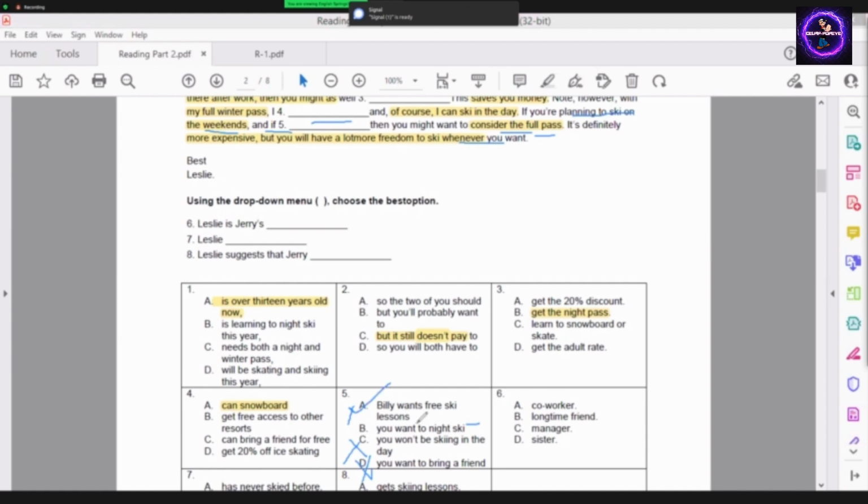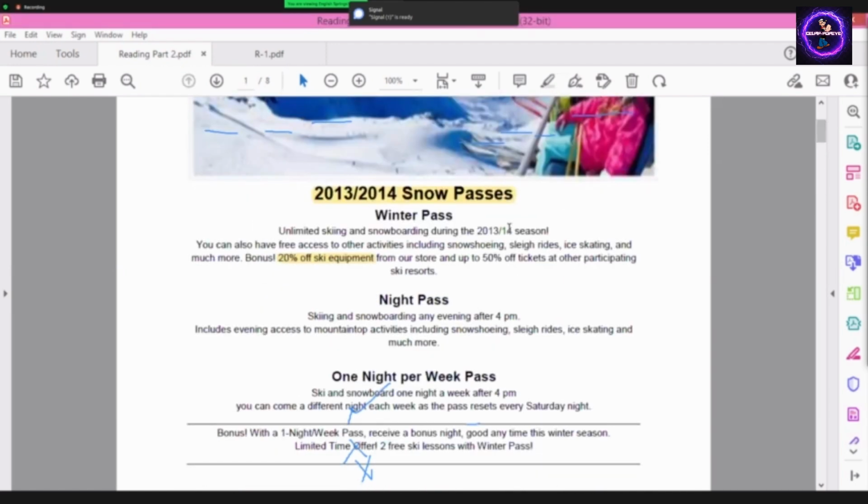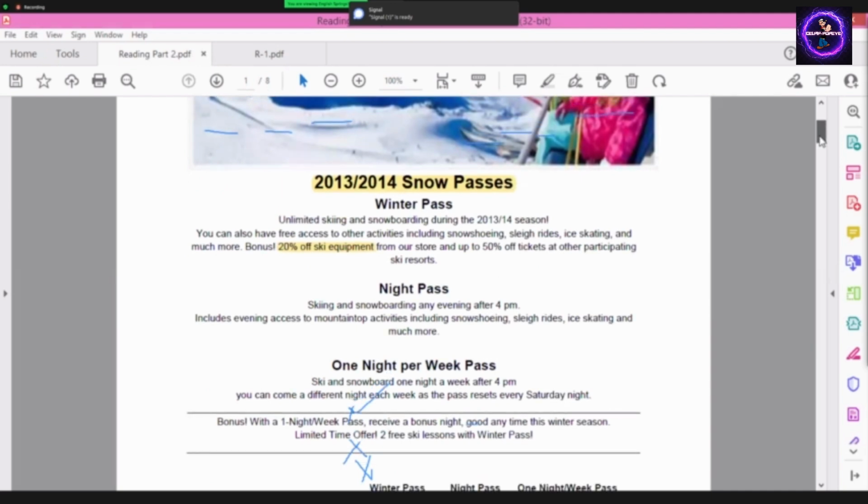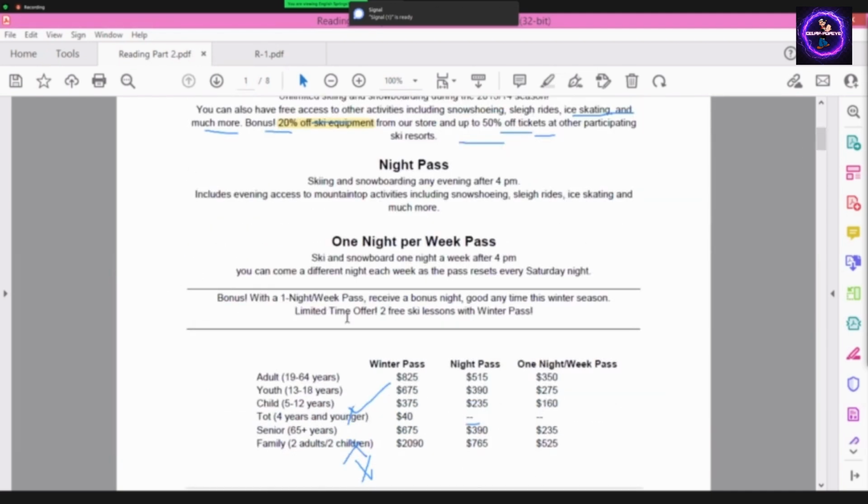We have to infer. Yes. Because if you want Billy to get free ski lessons, you might consider the full pass. It's expensive, but gives you a lot more freedom. Now, where do we find this information? When you scan it, you won't be able to find it in the winter pass section, but a footnote is given here, highlighted: limited time offer, 2 free ski lessons with winter pass.